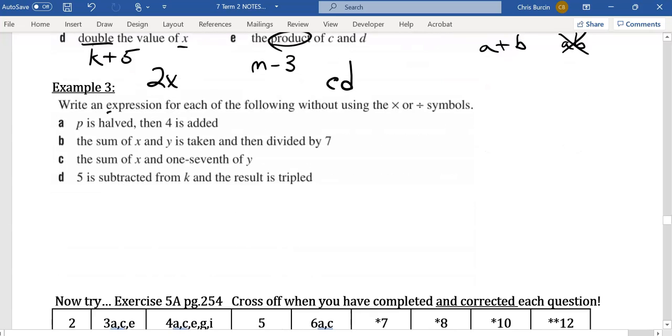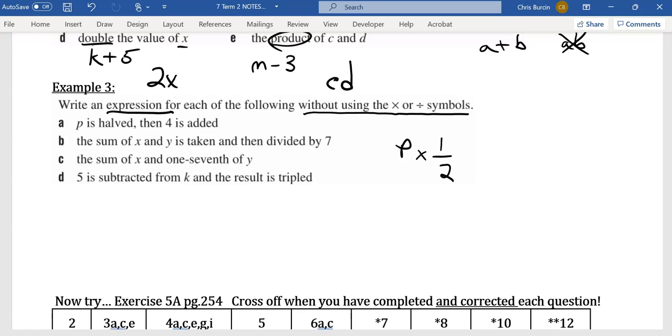Example 3, again, we're going to write an expression for each of the following without using the multiplication or divide signs. Naughty. So p is halved, then 4 is added. So p times a half, let me show you this, it's actually p over 1. Multiply p times 1 and I get p. Just 1p, of course, that's what it says. And 2 times 1, I get 2. Look at that. So if I'm going to divide it in half, I can just put that over 2. And then I add 4, plus 4.